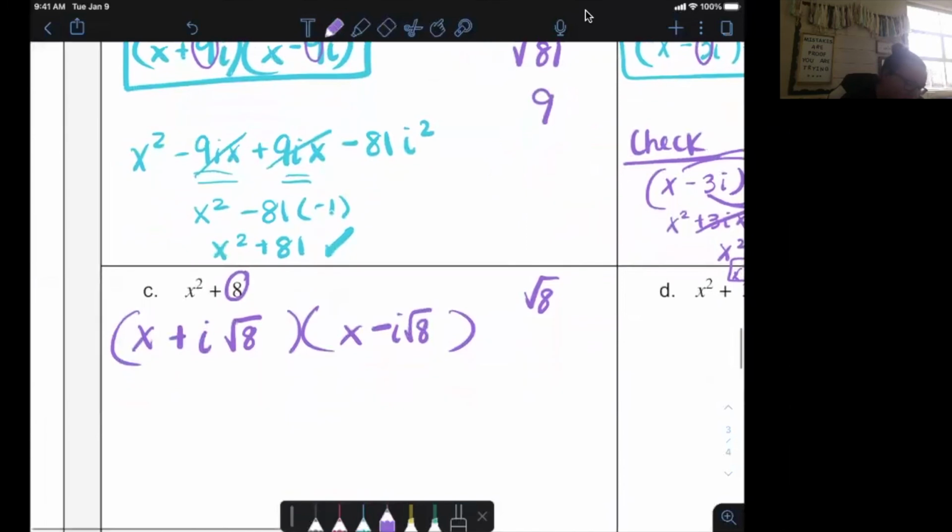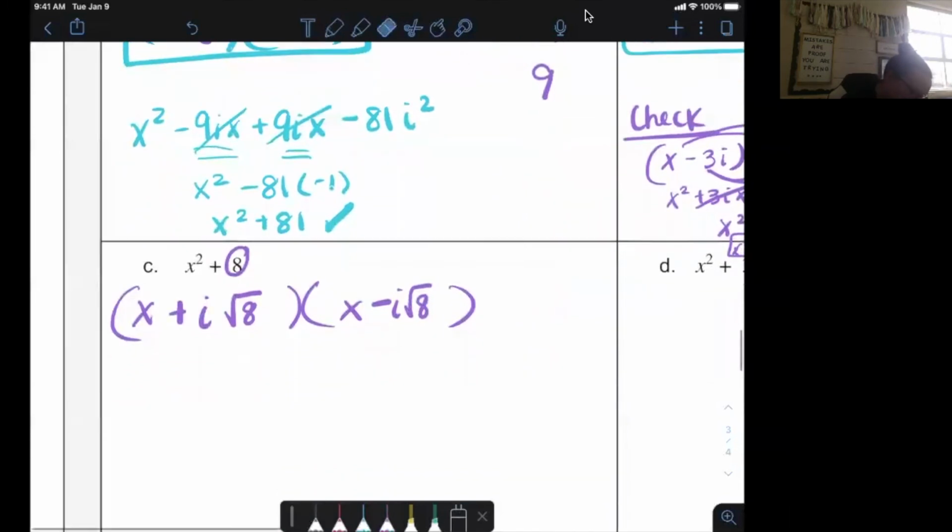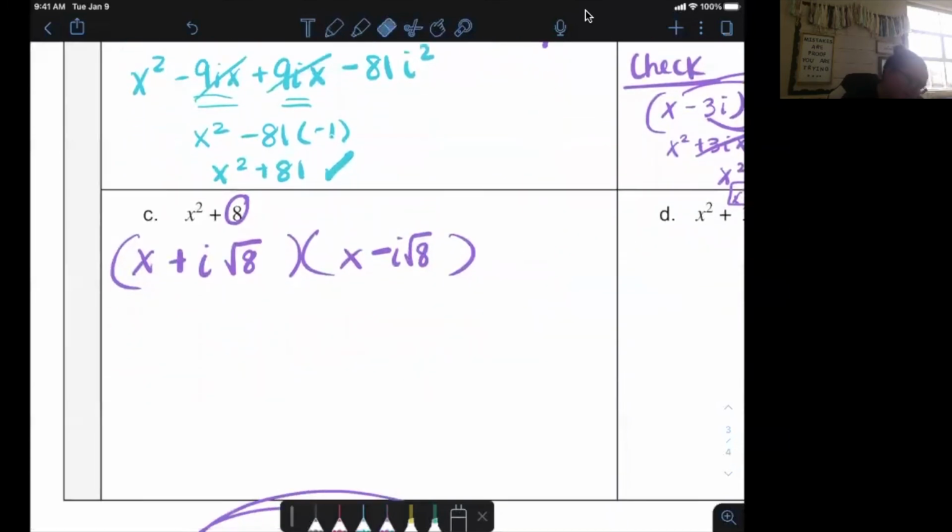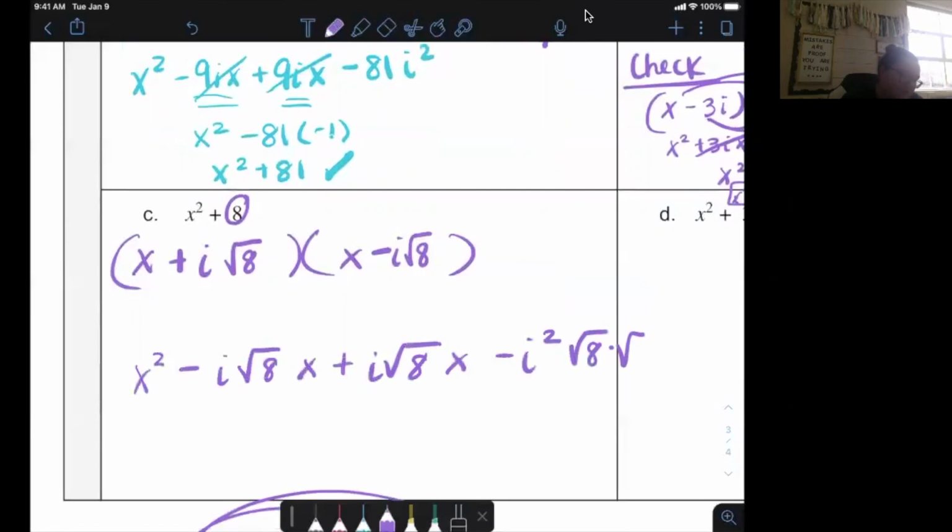So let's multiply this out and make sure that it works. So what's x times x? x squared. What's x times negative i root 8? Negative i root 8x. i root 8 times x is positive i root 8x. And then i root 8 times negative i root 8 is negative i squared times the square root of 8 times the square root of 8.